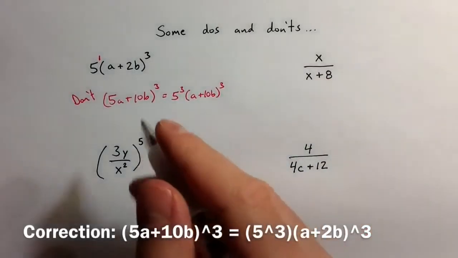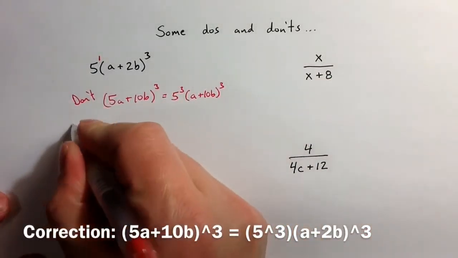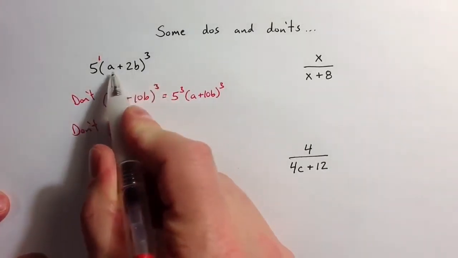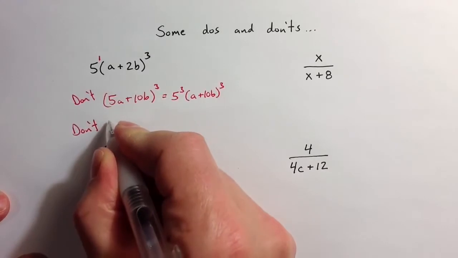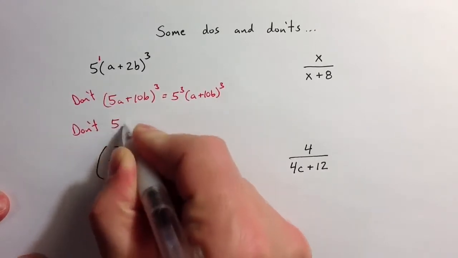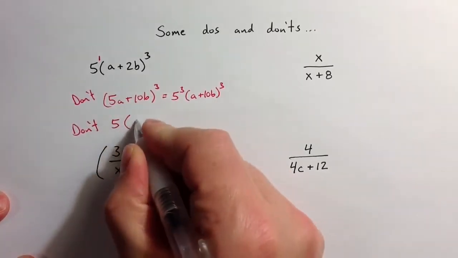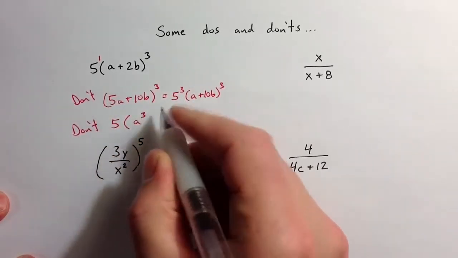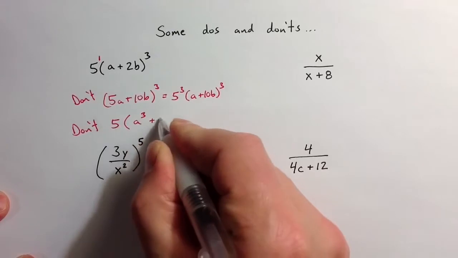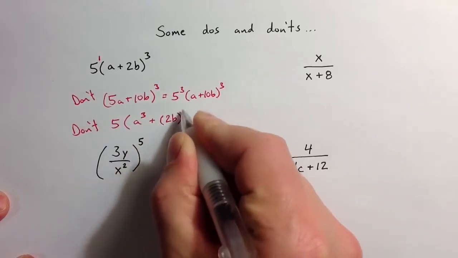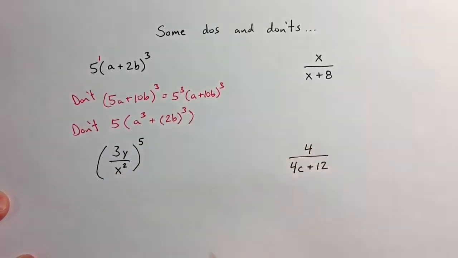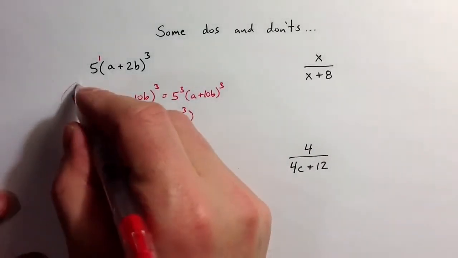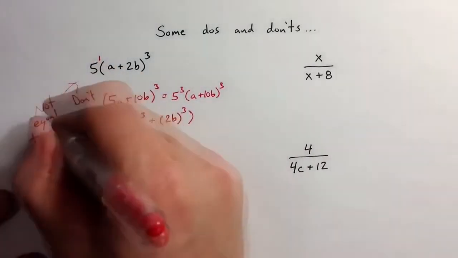Something else to be wary of, another don't. The 3, it doesn't distribute easily, or it doesn't distribute simply to those terms. So it would be wrong to say that this is the same as a cubed plus 2b cubed times 5. Right? Those are not the same as what's above.